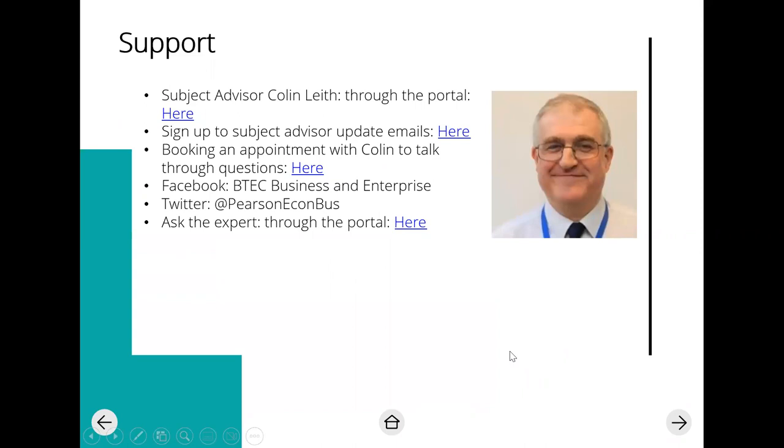The support we have: many of you have contacted Colin Leith in the past. He can be contacted through the portal. There are subject advisor emails which are sent out. You can even book an appointment with Colin and talk to him. I think they're in half an hour slots. He mans a Facebook page, our official one is BTEC Business and Enterprise. Also the Twitter handle @PearsonEconBiz. You can contact him there, he actually will reply to those. And there's an Ask the Expert service as well.